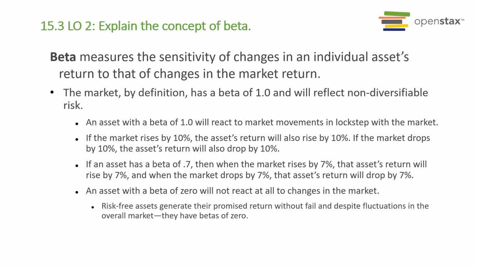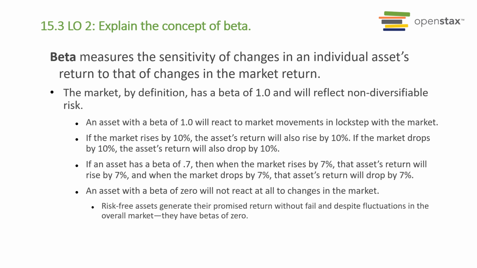Beta measures the sensitivity of changes in an individual asset's rate of return, or a portfolio's, to changes in the market rate of return. The market, by definition, has a beta of 1 and will reflect non-diversifiable risk. As discussed above, diversifiable risk is reduced by diversification, and non-diversifiable risk will remain.